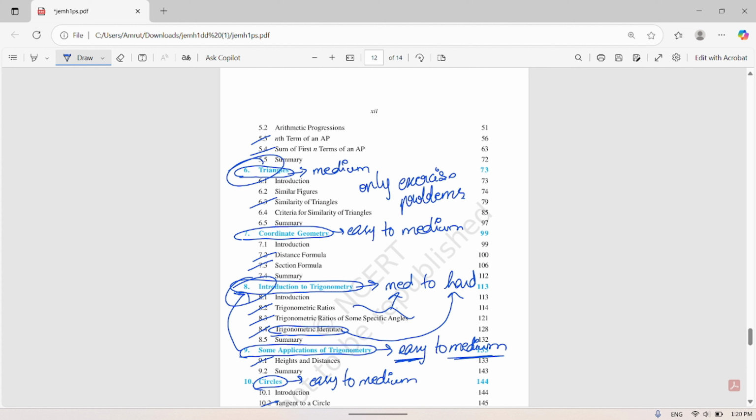So my advice will be: first finish the easiest chapters to secure quick marks in less time. Then move on to medium ones. Then use your remaining complete time to excel in your hard ones. So this is how the mathematics chapter syllabus works and everything.